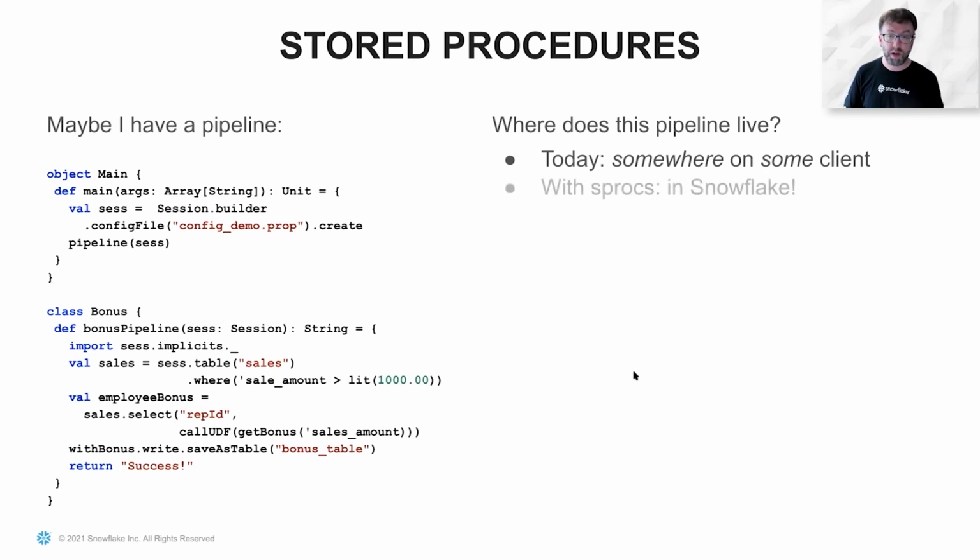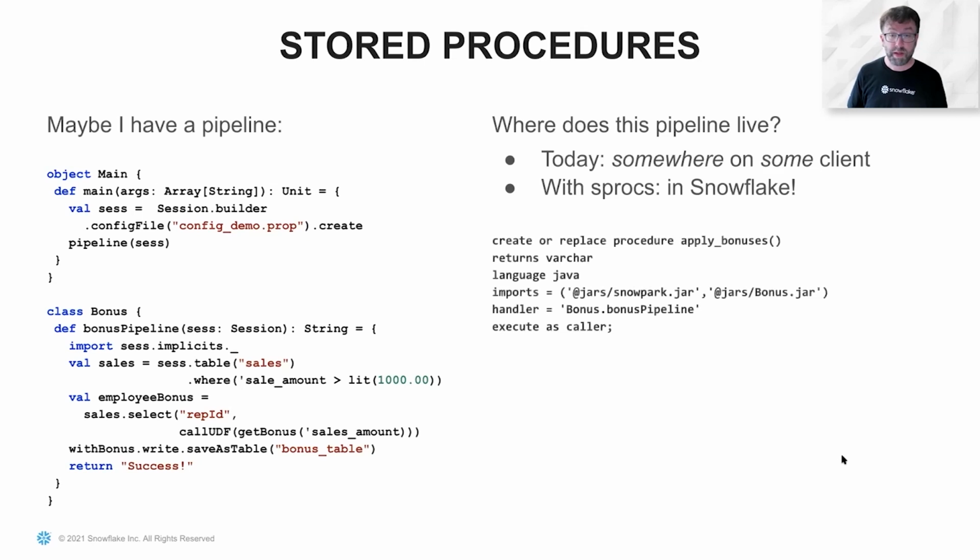You bring it in, you create a stored procedure, and now you can do things like have it scheduled with tasks. And so now if I want to run that thing every night, I can go do it. The way this will look is I will go ahead and create a stored procedure. Now you'll notice that this bonus pipeline takes in a session. Here, I've got an apply bonuses routine that actually takes no parameters at all, but returns a string. It's pointing at this bonus code that I've uploaded, but it's pointing at the bonus pipeline. So I'm actually skipping this main routine that's creating this session.